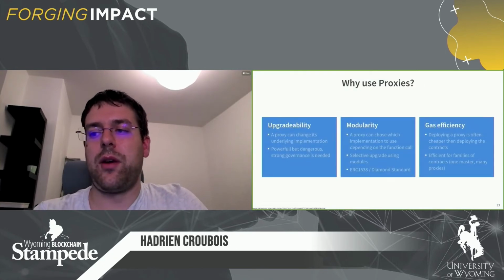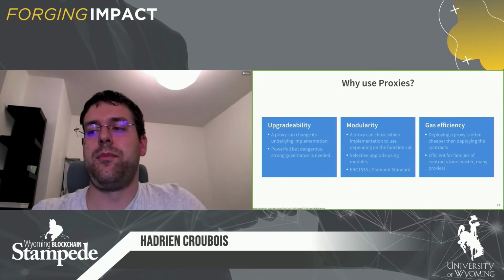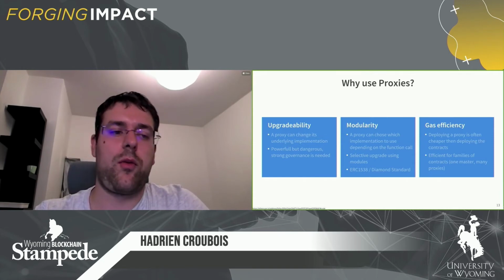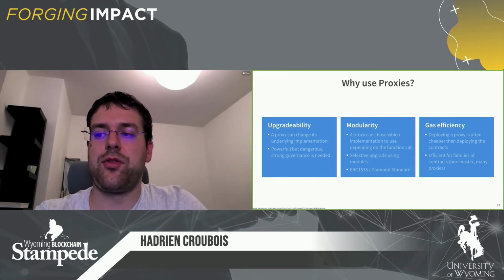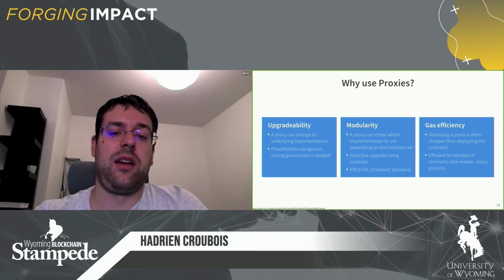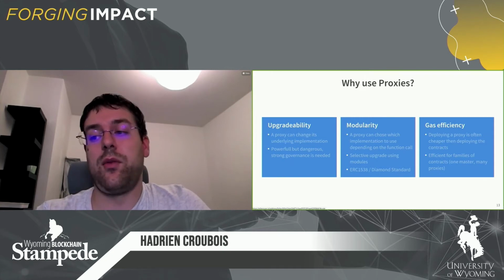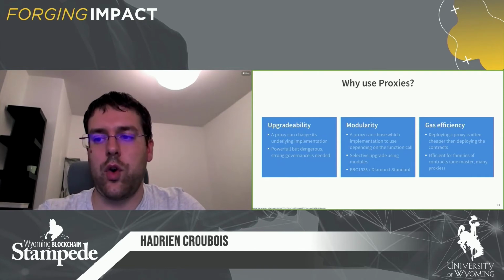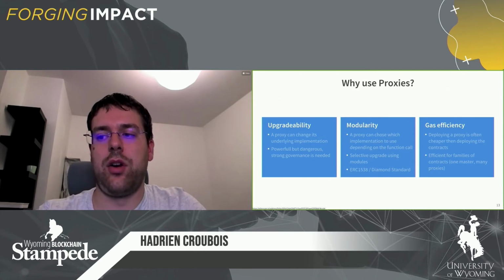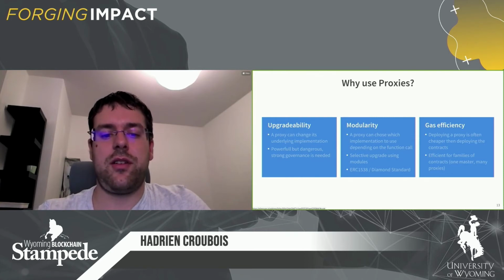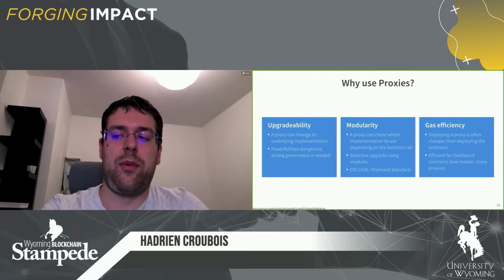There are many reasons why you might use proxies. First one is plain and simple upgradability. You are working on a project, there are smart contracts, there might be bugs in the smart contract. And if you want to fix them, then there is a way to just replace the previous logic with the new logic while keeping all the data. And this is done through delegate calls. Delegate call just applies the logic from another contract using the data from the caller. This is very powerful. However, it's also very dangerous, and you need to think about the governance of your application.